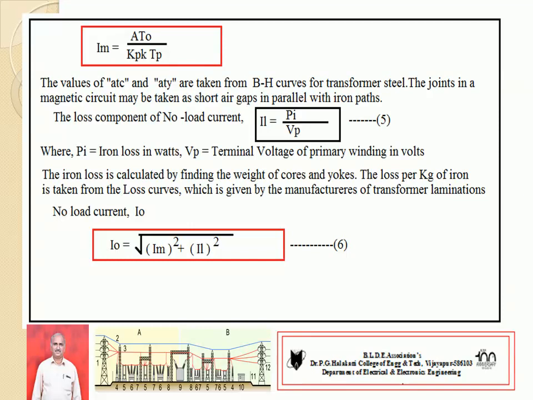So the loss component of no load current is estimated by Il equal to Pi by Vp, where Pi is the iron loss in watts and Vp is the primary voltage. Hence equation 5 gives the loss component. Earlier we found the magnetizing current, so we can frame the final equation for no load current: I0 equals under square root of Im square plus Il square. Hence equation 6 represents no load current for a single phase core type transformer.